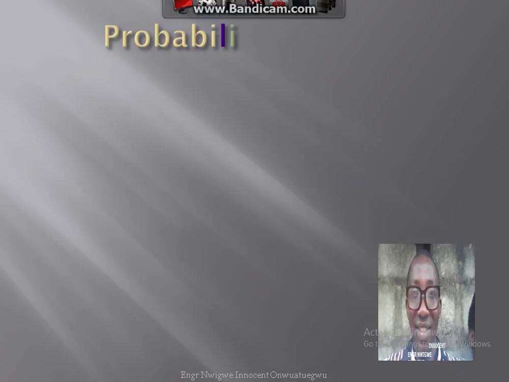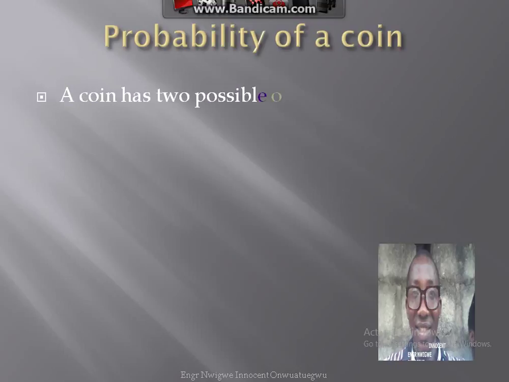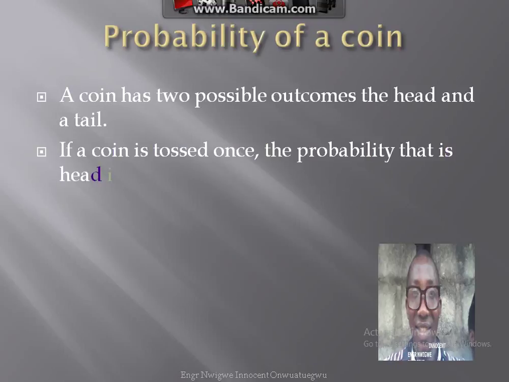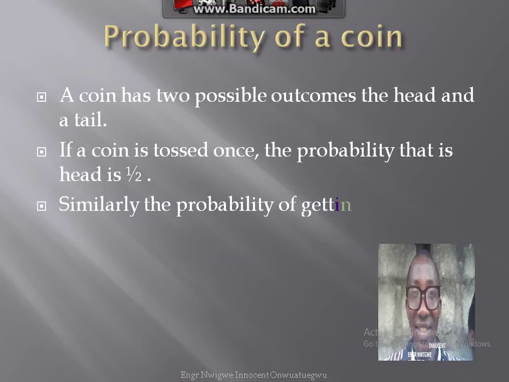Probability of a coin. A coin has two possible outcomes, the head and the tail. If a coin is tossed once, the probability of getting a head is half. Similarly, the probability of getting a tail in a throw of a coin is half too.